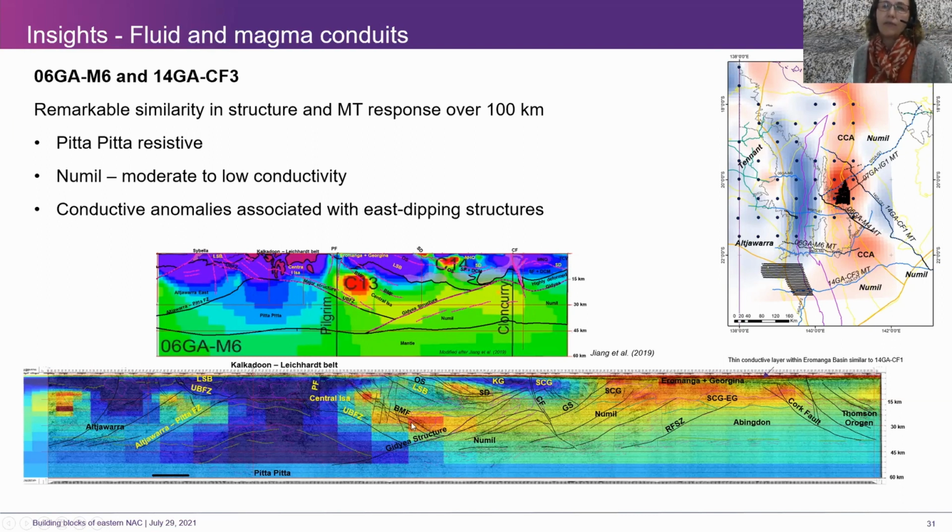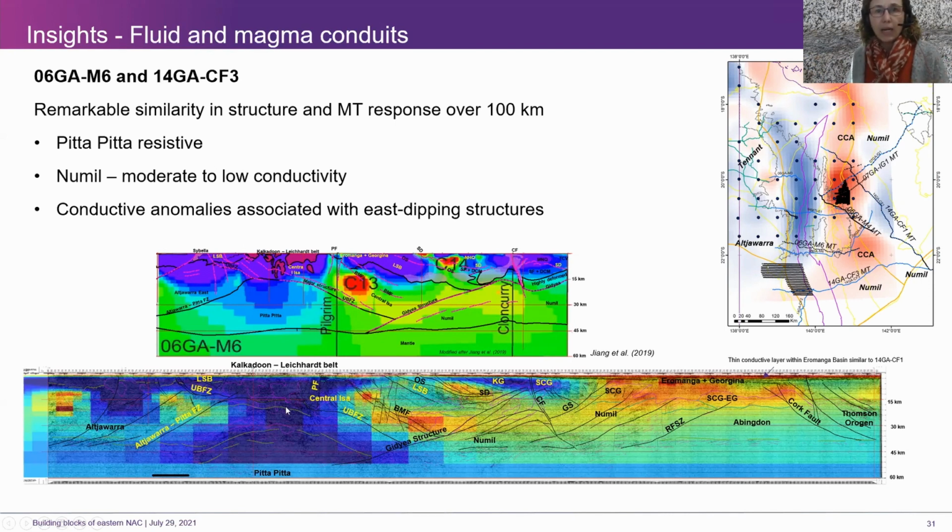So we see features related to moderately dipping structures, because we often think about, if a fluid or magma wants to get to the surface, then it's going to take the most direct route. And that's often going to be the steeper structures. But we do appear to see some clear associations with the moderately dipping structures. So with the Gija structure, and then with these east dipping structures within the central Isa terrain, and then in the overlying cover sequences, both on CF3 and on M6. So that's really interesting and something to think about.